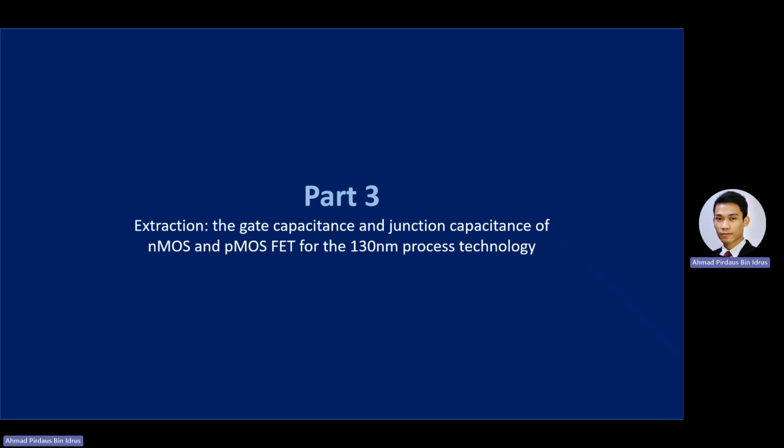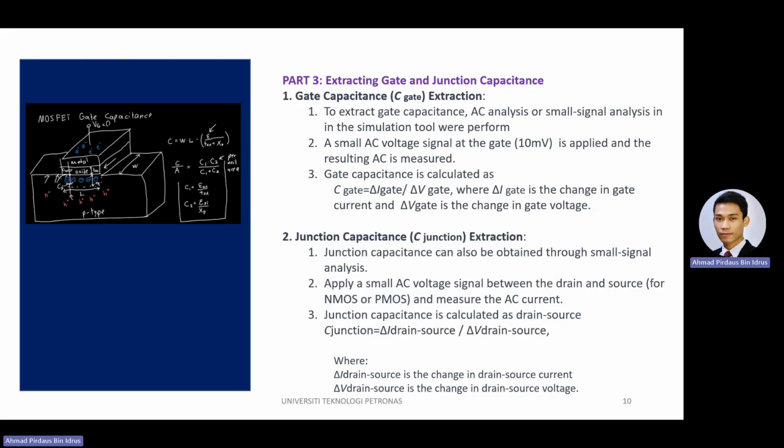Okay, we're coming to the part 3, that is the extraction of the gate capacitance and the junction capacitance of NMOS and PMOS for the 130 nanometer process technology. Extracting the gate capacitance, the method that we've used is the AC analysis, or so-called small signal analysis, in the simulation tool that we have performed, where a small AC voltage signal is applied to the gate, and then the resulting AC is measured.